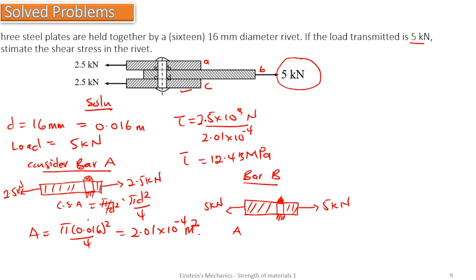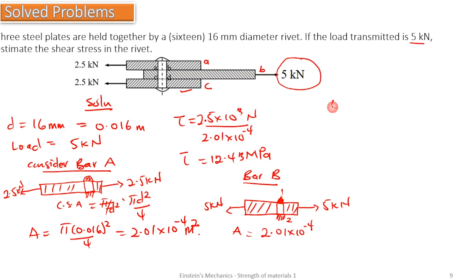The area for the rivet is pi d square on 4, and we are getting 2.01 × 10 to the power negative 4. But looking at bar B, shearing is occurring at 2 points, at the upper part and the lower part. So 2 times what? The area, because in bar A, we considered a single area, and in bar B, the area is what? Twice, because it's occurring at 1 and 2.